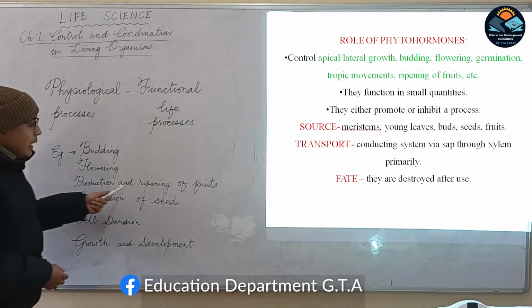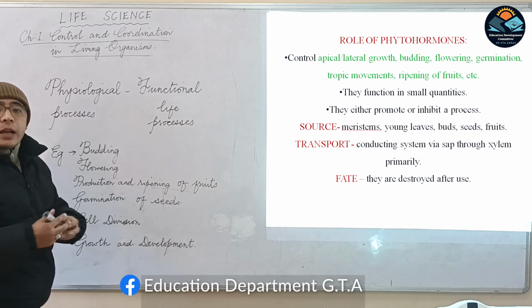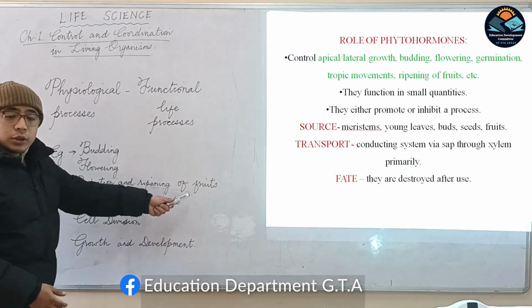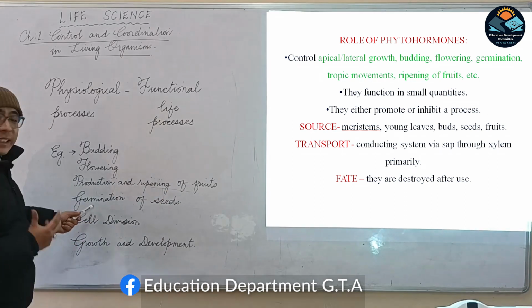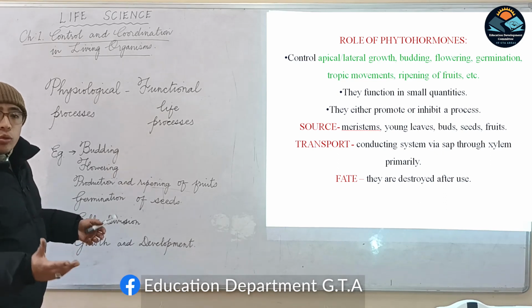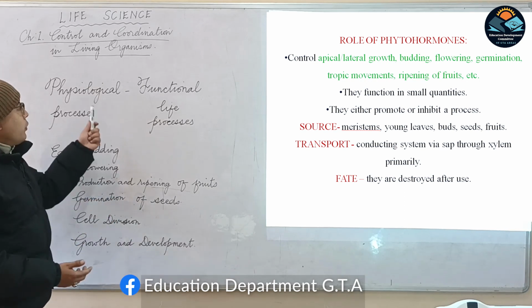Next is the production and ripening of fruits. Now flowering will give rise to the flower. Once the flower performs reproduction, it forms the fruit. The ovary of the flower will form the fruit, and the fruit will give rise to the seeds. Now these seeds, in order to have new plants, new individuals, they need to germinate. Germination of seed is also a physiological process.